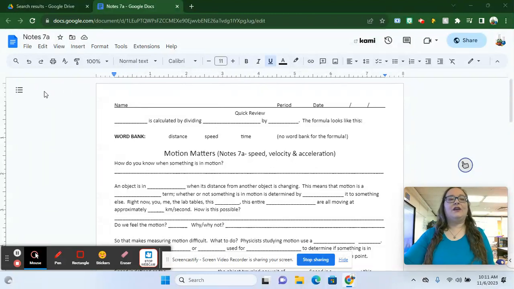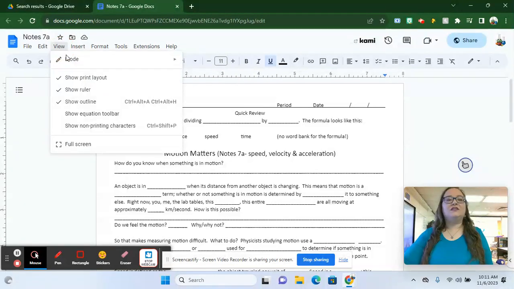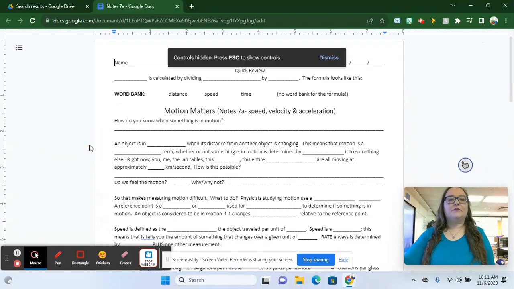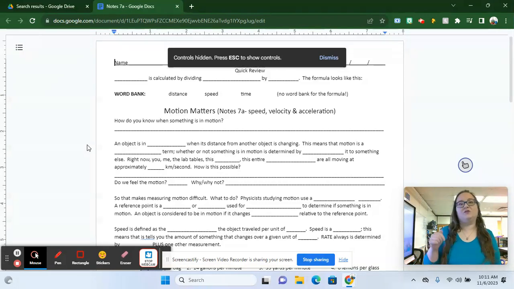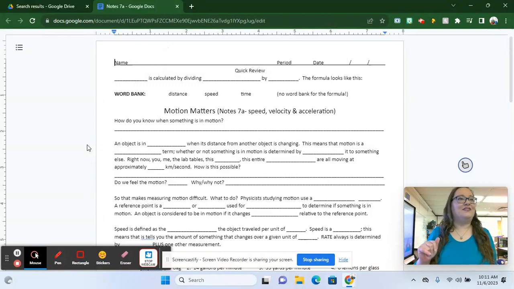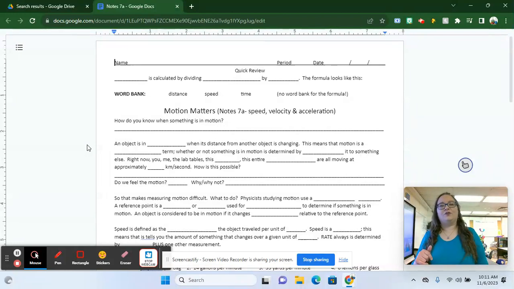If you are at home watching this, please either use the document that's in today's folder, which is Wednesday, November 9th, notes 7A. Go into that folder and you can type in the words, or if you missed and got a paper copy from me, hopefully you've got the paper copy right in front of you and you can just fill it in using the video.